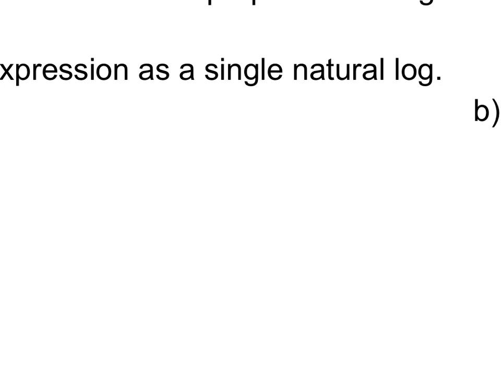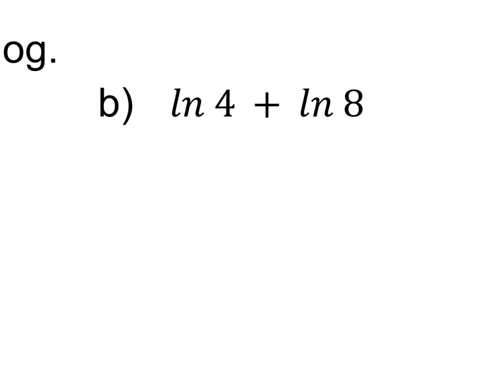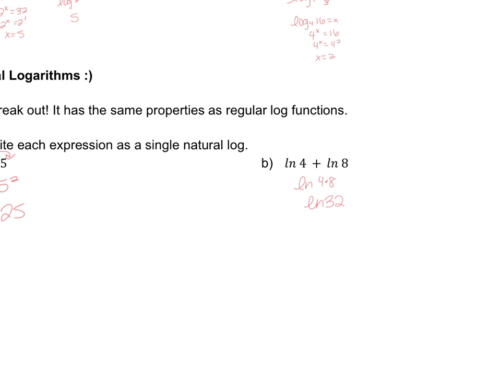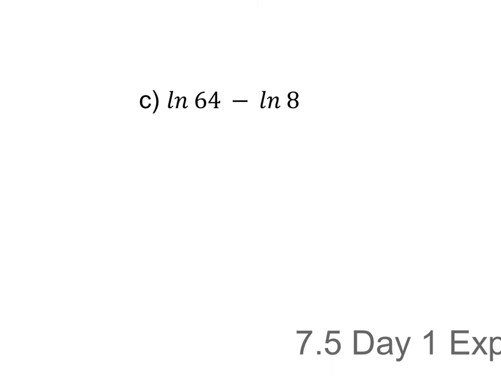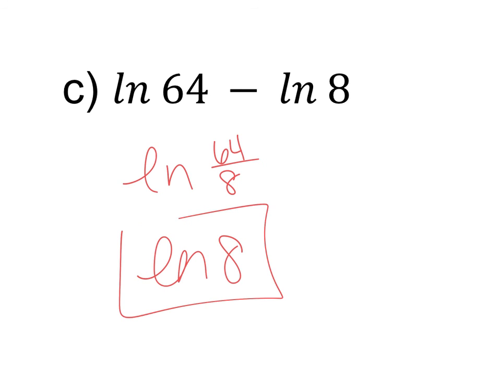Easy, right? Okay, so on the next one, letter B, natural log of 4 plus natural log of 8. What do you do when you add? Well, you're going to be multiplying those numbers. So that's like the natural log of 4 times 8, which would just give you natural log of 32. Last two, almost done. Natural log of 64 minus the natural log of 8. What do you do when you subtract? Divide those numbers. So 64 divided by 8, which will just give you the natural log of 8.